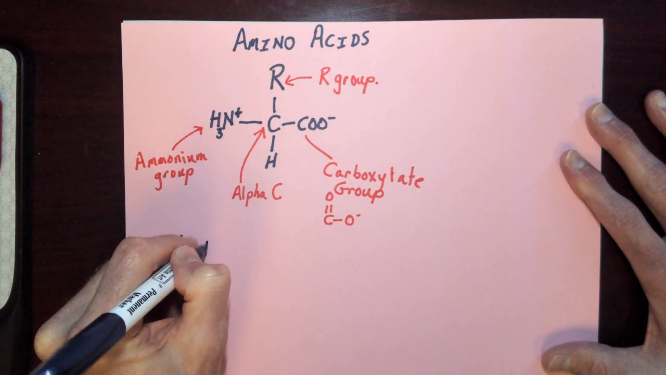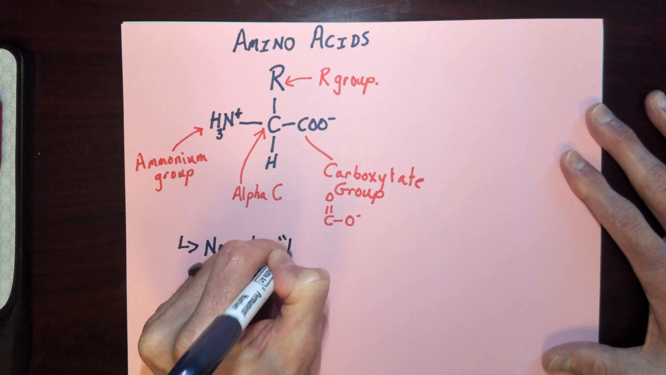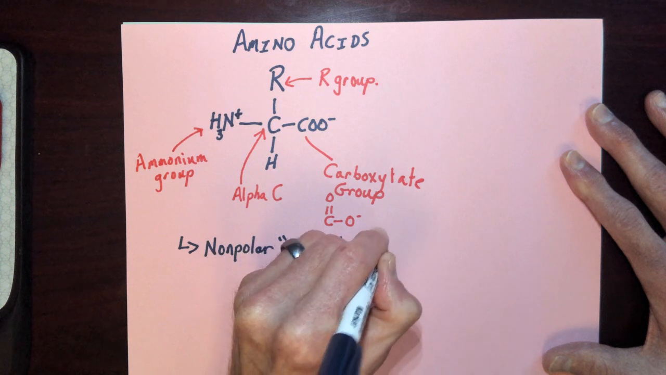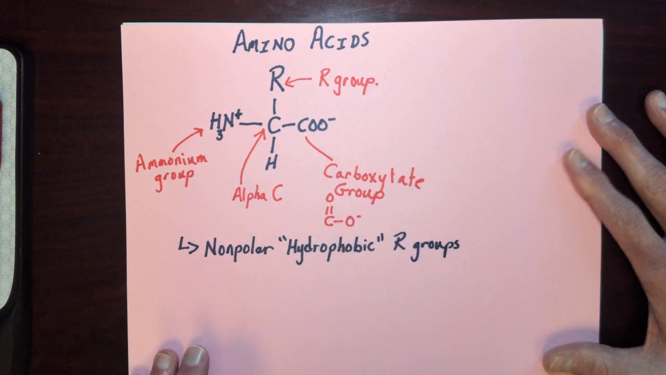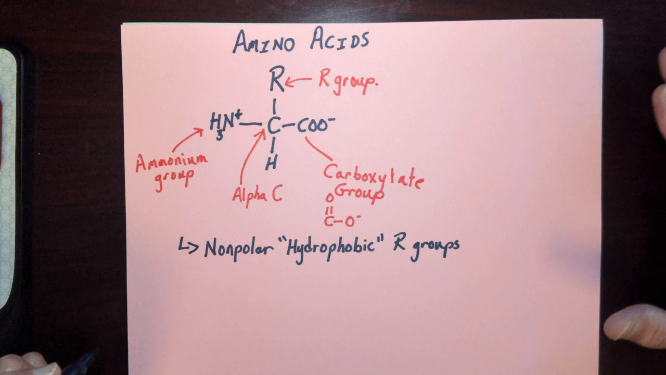We have the non-polar, what we call the hydrophobic, R groups. Some amino acids have non-polar R groups. These are hydrophobic. Think of them as water-fearing groups. Examples of these are proline, tryptophan, phenylalanine, or valine. So, non-polar hydrophobic groups.